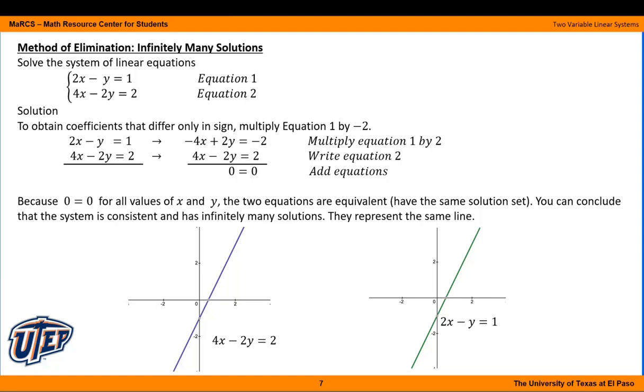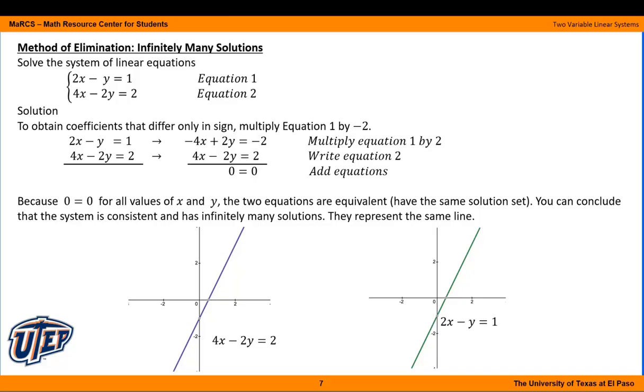They describe the same line. Therefore, every point on the line satisfies both equations. The system has infinitely many solutions. We say the system is consistent and dependent. Graphically, the two lines coincide exactly.